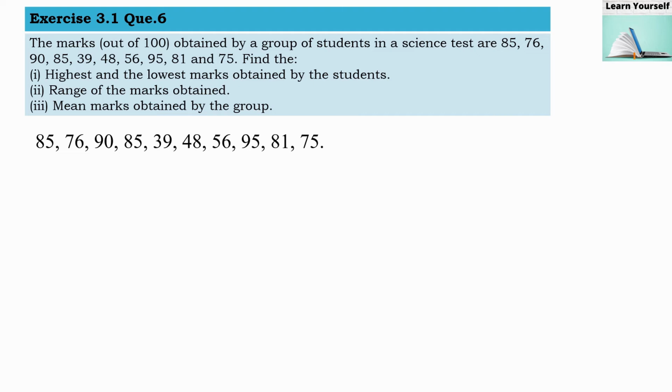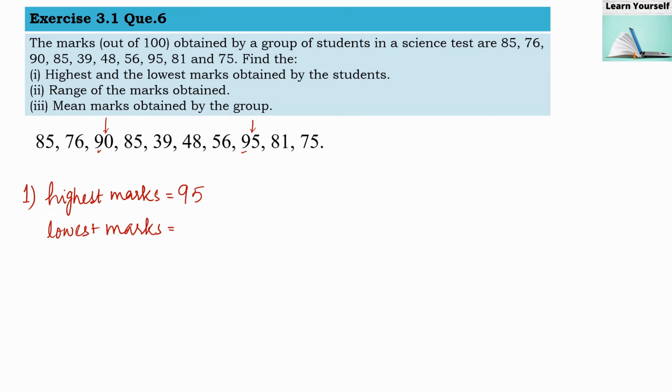So here we first have to find out the highest and lowest marks obtained by the students. Now see here, what is the highest observation? 8 is there at the tens place, 9 is there, and here at the tens place again 9 is there. These two observations have 9 at the tens place. So from 90 and 95, 95 will be the highest marks.